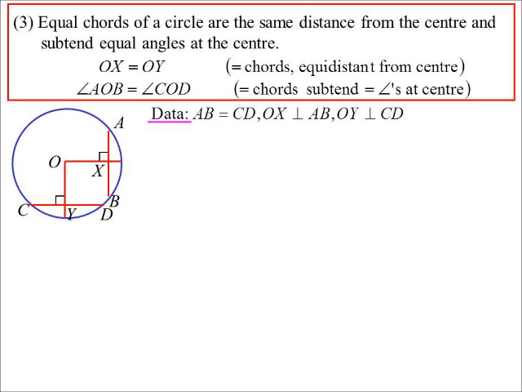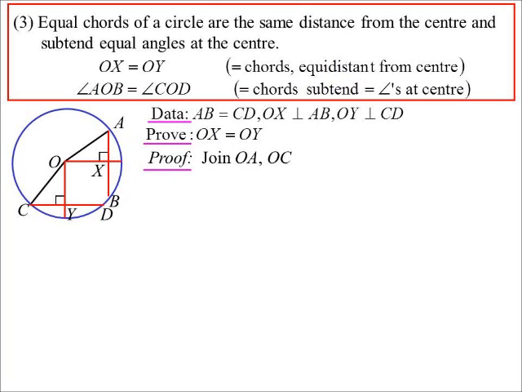Alright, let's prove it. So we know AB is equal to CD, we've been told that. I know that OX is perpendicular to AB and OY is perpendicular to CD. We're going to prove that those distances are the same. Again, I'm going to create some triangles. So I'm going to draw in two radii. AB is equal to CD. They were the equal chords. That's what's given to me.